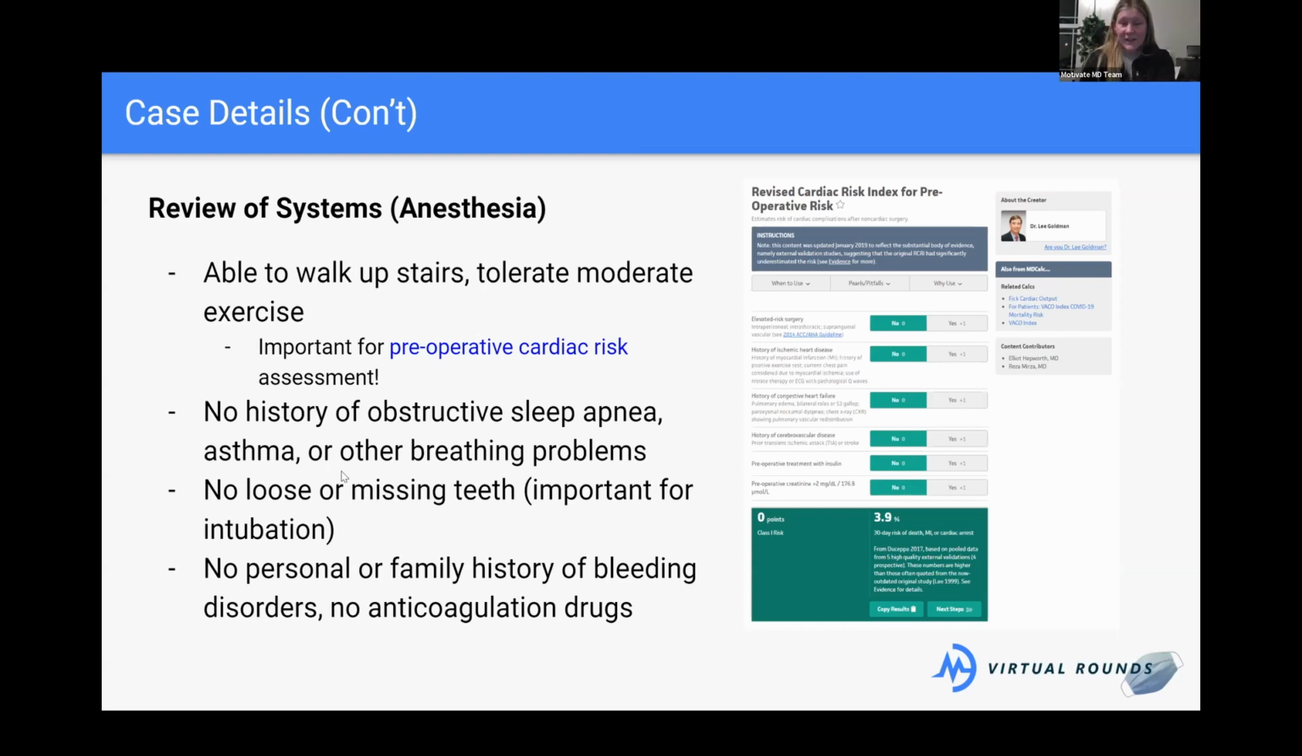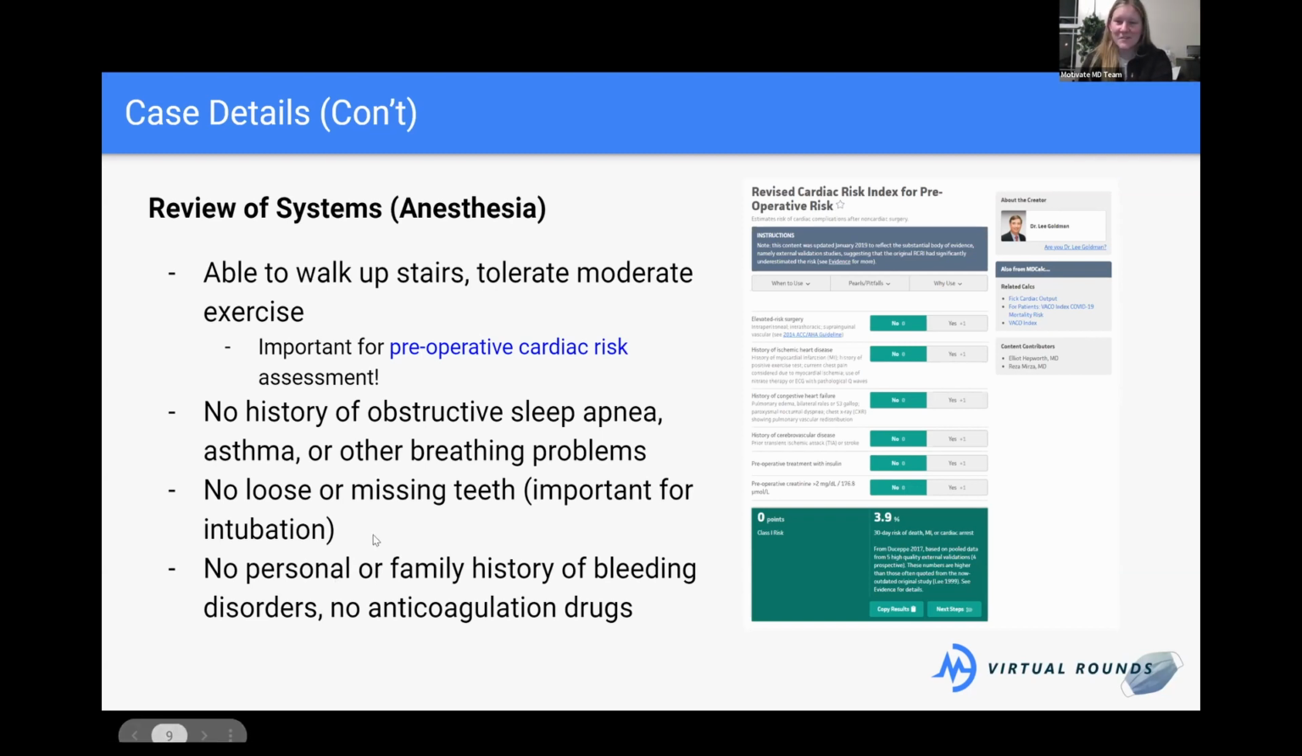And then the last thing we usually like to ask is if they have any personal or family history of bleeding disorders, or if they're on any anticoagulation drugs, because we obviously want to make sure that if they're being cut open for surgery, that they don't bleed excessively and more than they otherwise would. And if we need to give any medications or reversal agents for other meds that they could be on, to help prevent excessive bleeding.